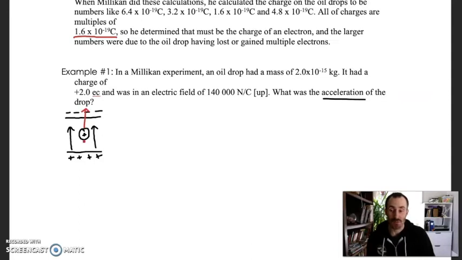Okay, so now we have the electric force, which is going to be pushing upward, and the force of gravity, which is going to be pulling downward, and we don't know that they're balanced. So here's the force of gravity. This one is the electric force. And we're supposed to figure out the acceleration. So we're going to use F net equals ma to figure it out.